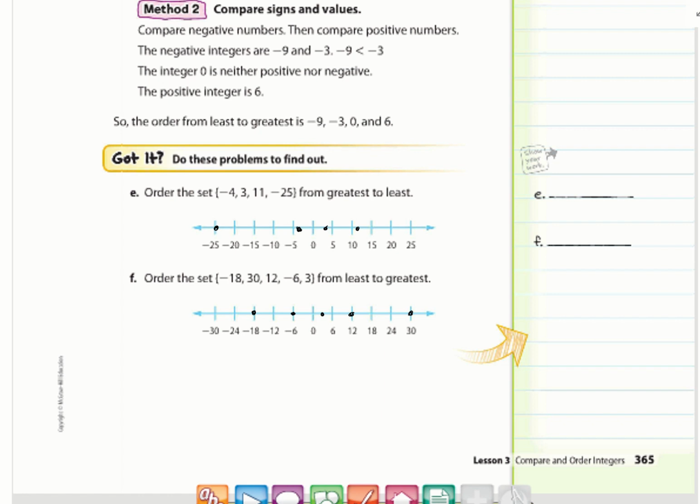Now, if you look at E, it says from greatest to least, so we really got to read these instructions. So from greatest to least, my greatest number is 11, then I have 3, -4, and then -25 is my least. F is from least to greatest. So 1, 2, 3, 4, 5. So you got -18 is my least. -6 is at 3, 12, and 30.